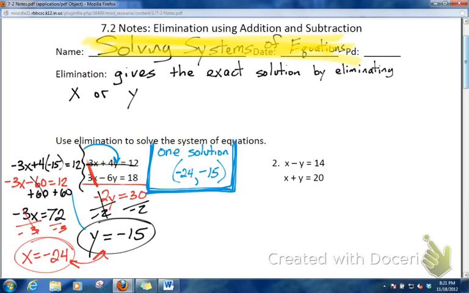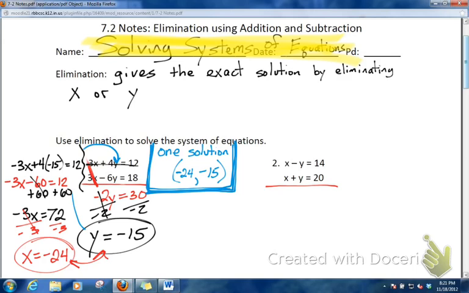Alright, so problem number 2. Looking at this one again, you're trying to decide, can you eliminate the x's or the y's? And in this case, you actually could eliminate both of them. It says using addition or subtraction, and if you used subtraction, x minus x would be 0, right? So that is a possibility, and we'll talk about some subtraction problems here in a little bit.